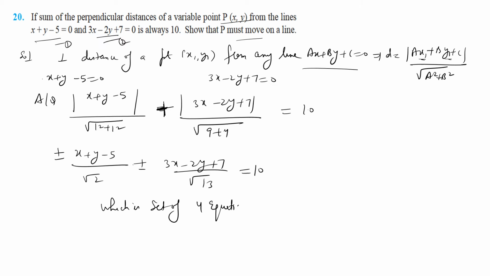Now how will you get the 4 equations? Firstly, you take the first expression as positive and the second as positive, equal to 10. Then both signs negative, equal to 10. Then one plus and the second negative, equal to 10. And the first negative and the second positive, equal to 10. Whatever result you find from here will represent the equation of a line, that is ax plus by plus c equal to 0.